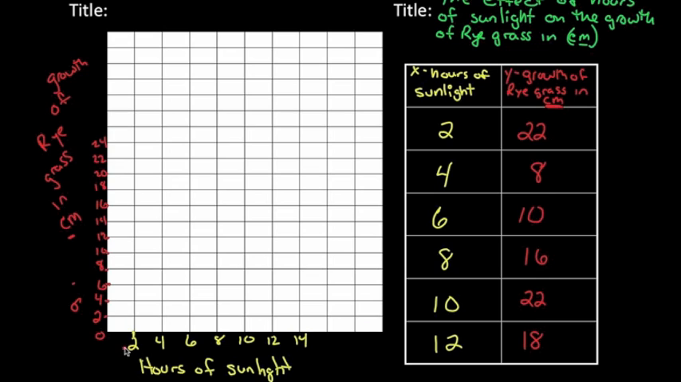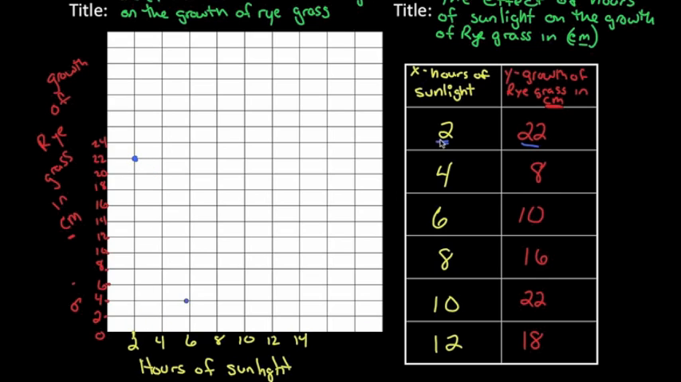Now, the next step is to copy the title over. So again, this would be the effect of hours of sunlight on the growth of ryegrass. Now, the next job is to plot the data. All right, and you can only plot the data you have. Don't extend lines past that or anything like that. Now, at the 2 hour mark, we had 22 centimeters of growth. So you go up to here and you plot your data.